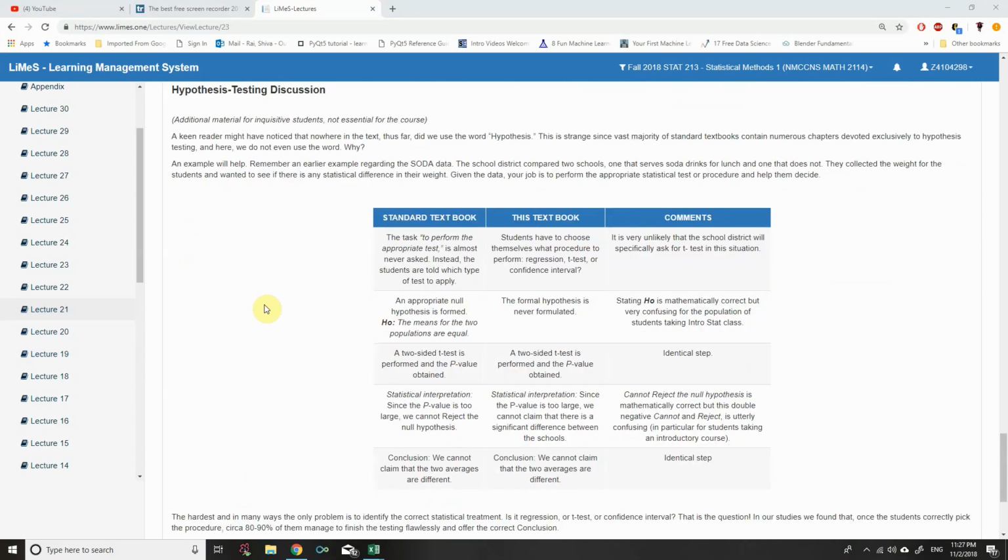Now this is a comparison of the textbook that we are using in LIMES and the standard textbook that any other introductory statistics course usually uses. Here, the way that we have studied hypothesis testing is way easier than what other students normally learn in an introductory stat class, right?